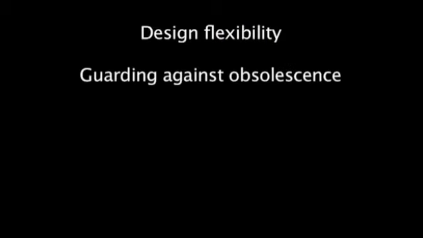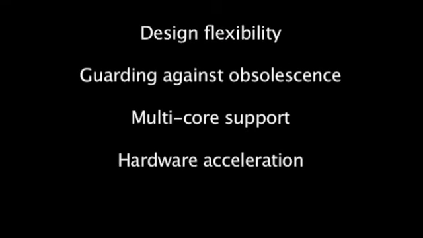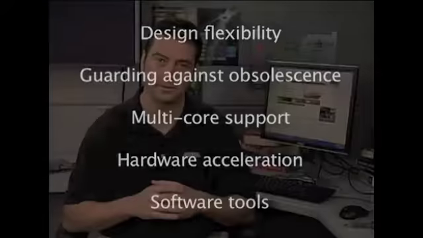Well, did you know that softcore FPGA processors provide some unique benefits that you simply can't achieve with commercial off-the-shelf processors? In this video, we'll show you a quick demo of the software development tools for embedded processors, and then you'll learn 5 reasons why you should put your processor on an FPGA. We'll cover design flexibility, guarding against obsolescence, multi-core support, hardware acceleration, and most importantly, you'll see from our demo that we have all the software tools that you're already familiar with.